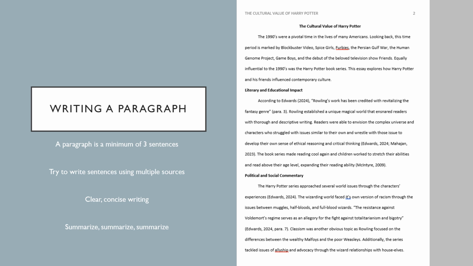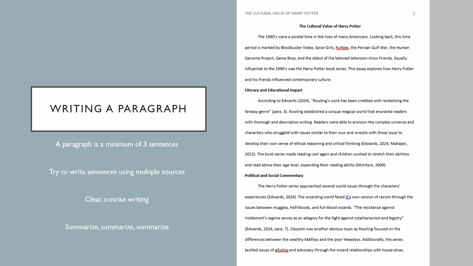So number one, it's really important to know that a paragraph is a minimum of 3 sentences. There are very few occasions, very few, where a 2-sentence paragraph will fly. Okay, so a minimum of 3 sentences.